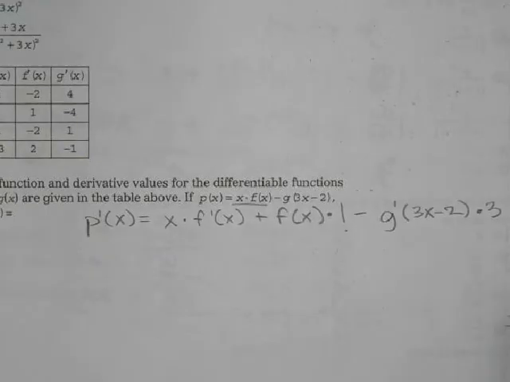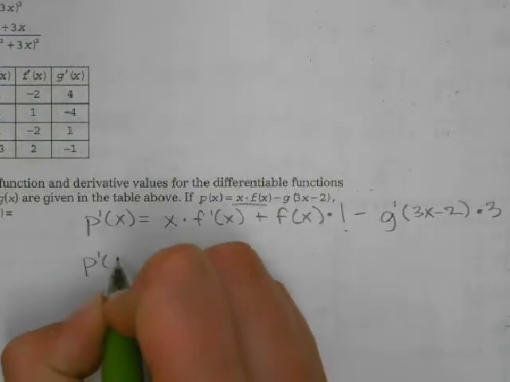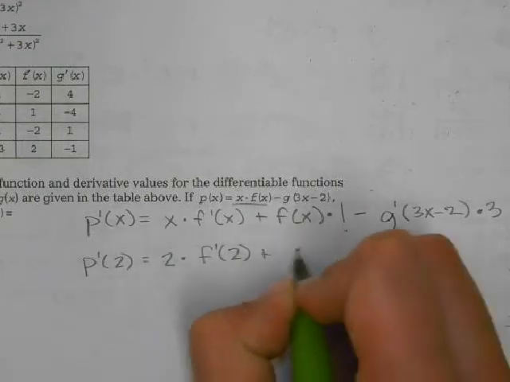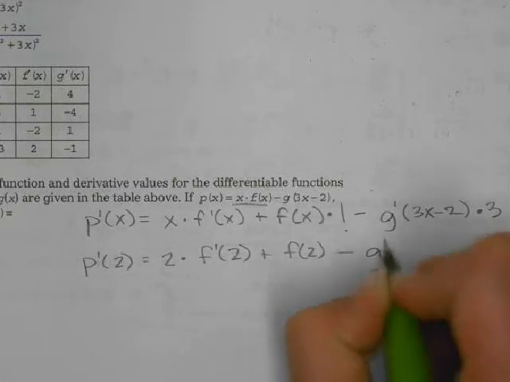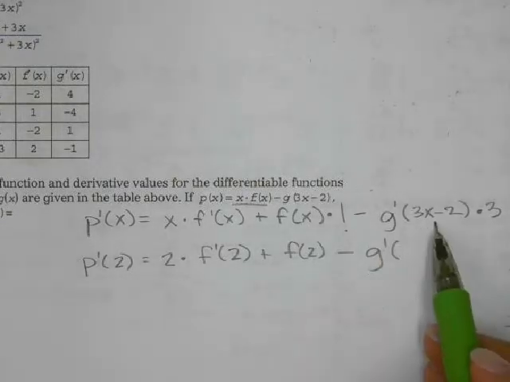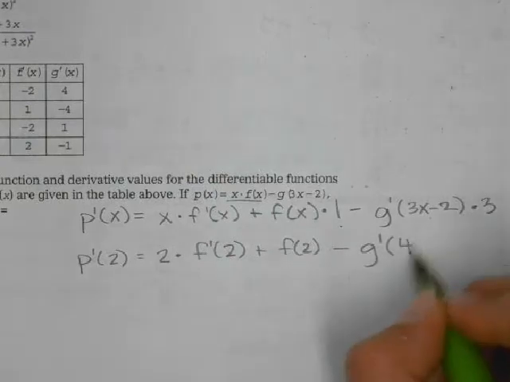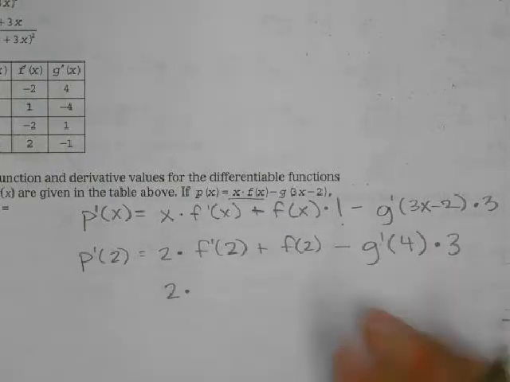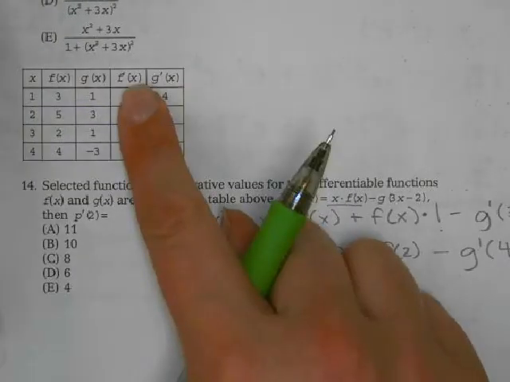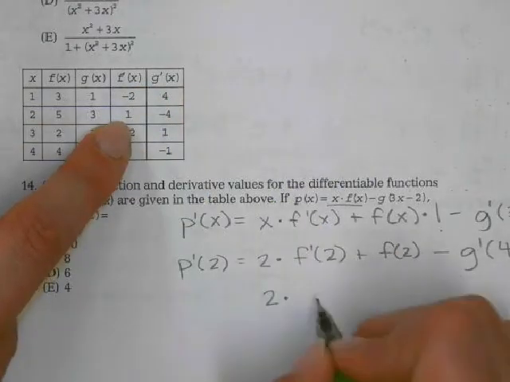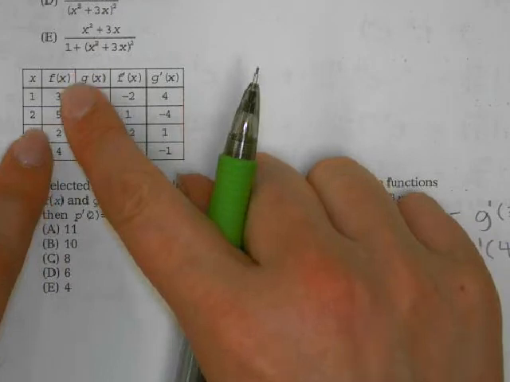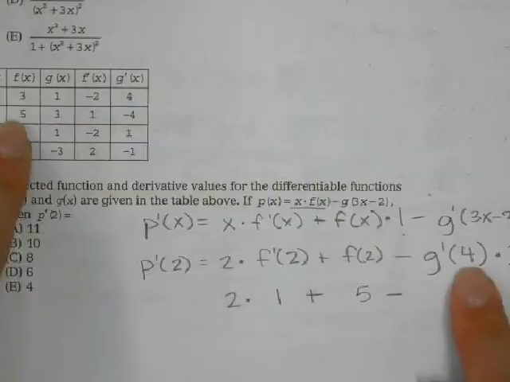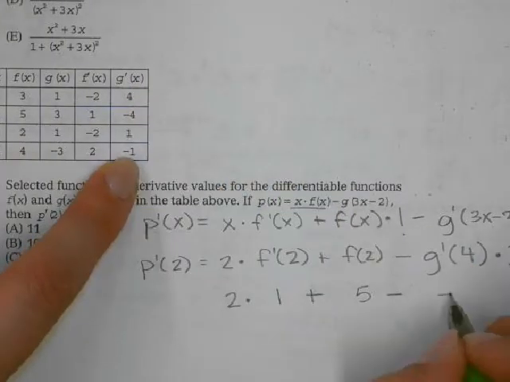So now I can go ahead and just think of evaluating this that I just got at 2. So I've got 2 times f prime of 2 plus f of 2 minus g prime of 3 times 2 is 6. 6 minus 2 is 4 times 3. All right, so this is 2 times f prime of 2 is 1 plus f of 2 is 5. g prime of 4 is -1 times 3.